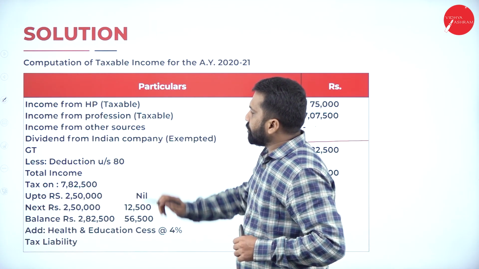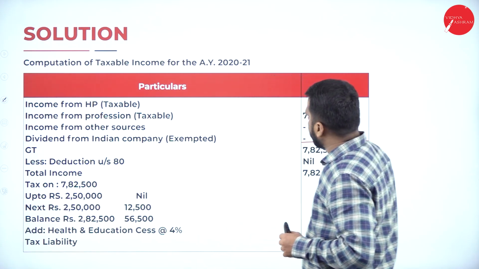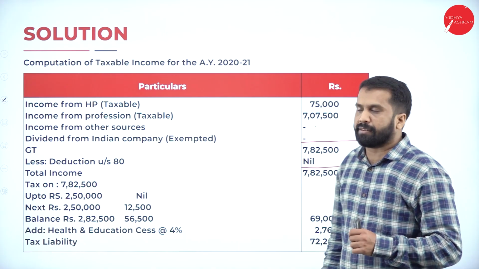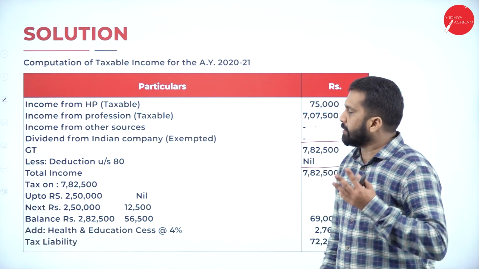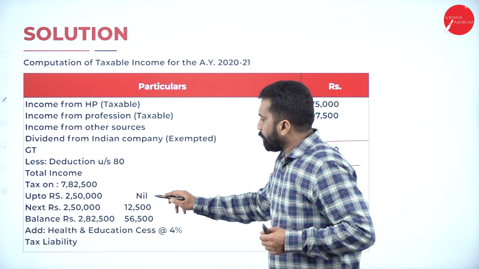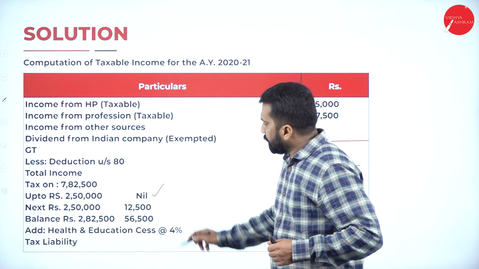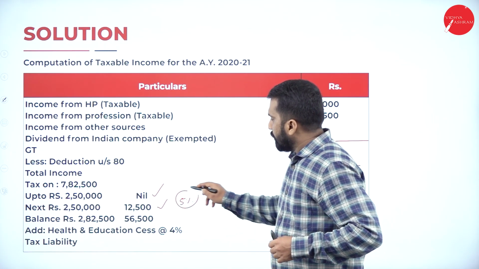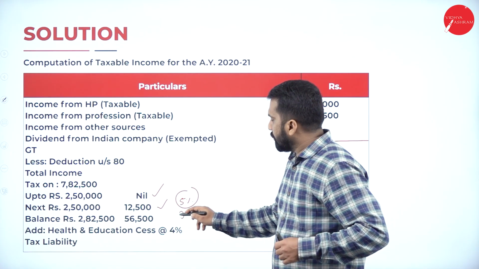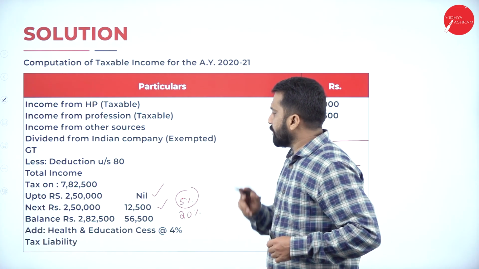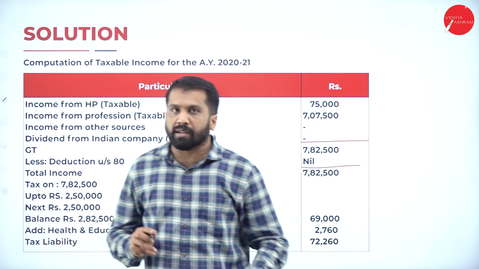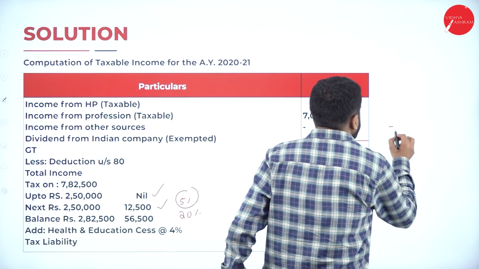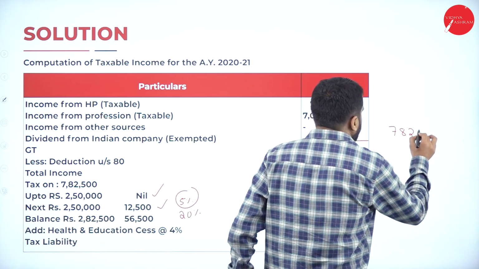Now, less deduction under section 80. There is no savings, nothing. So it will be 7,82,500. How to calculate tax? Simple. Up to 2,50,000 nil. Next 2,50,000, 5%. Balance amount 20%. This is only your calculation. I'll show you the calculation. Simple one. What is your amount? 7,82,500.